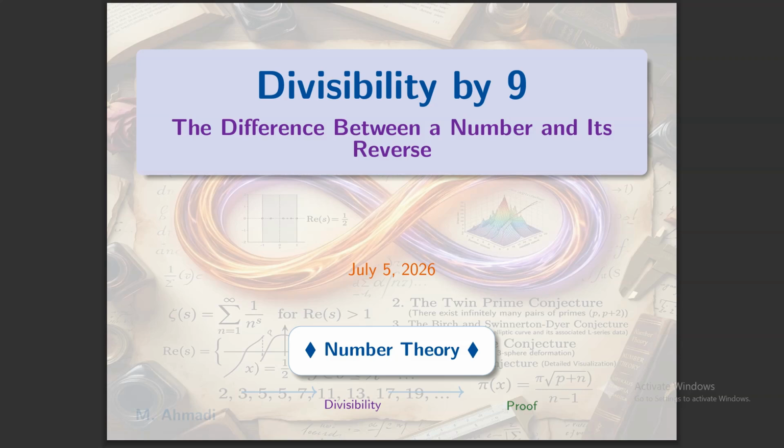Hello everybody, welcome to this presentation on a beautiful theorem in number theory. The difference between any number and its reverse is always divisible by 9. Today we will explore why this is true and prove it step by step.